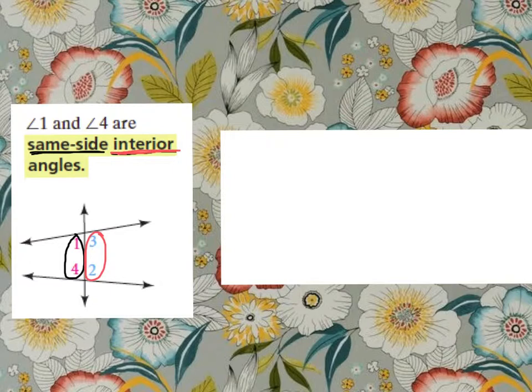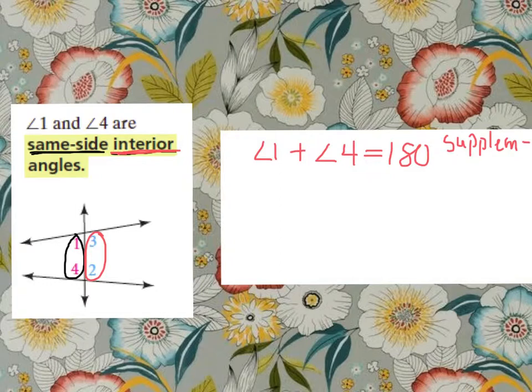Now let's talk about what statement is true about same side interior angles. Same side interior angles are supplementary to each other. So let's write a statement that shows that this is true. The measure of angle 1 plus the measure of angle 4 is going to equal 180 since they are supplementary. Write that in. Supplementary to each other. Okay, there we go. So now let's take a look at the other two angle pairs.